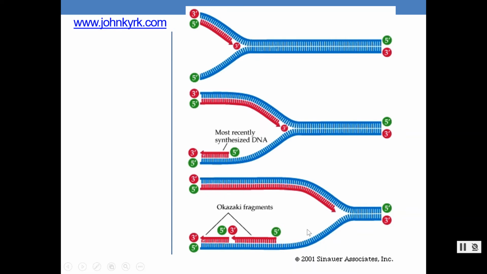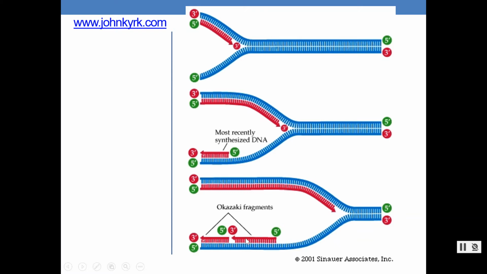But you see how this starts forming. Unlike the leading strand, which is like the Energizer bunny and just keeps going and going and going in one long piece, one long strand, this one is forming in these little short segments. Now, these short segments are called Okazaki fragments.